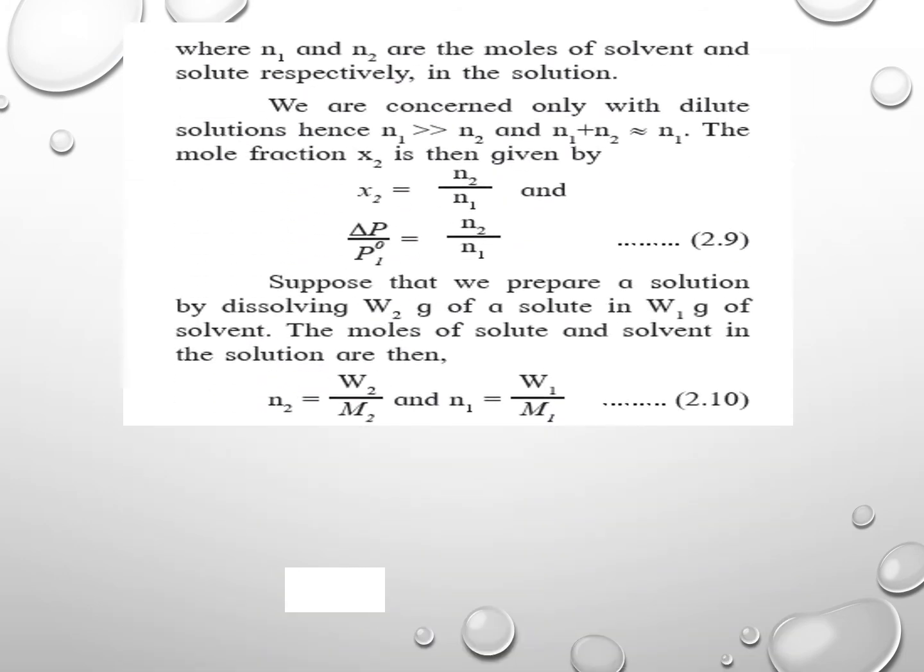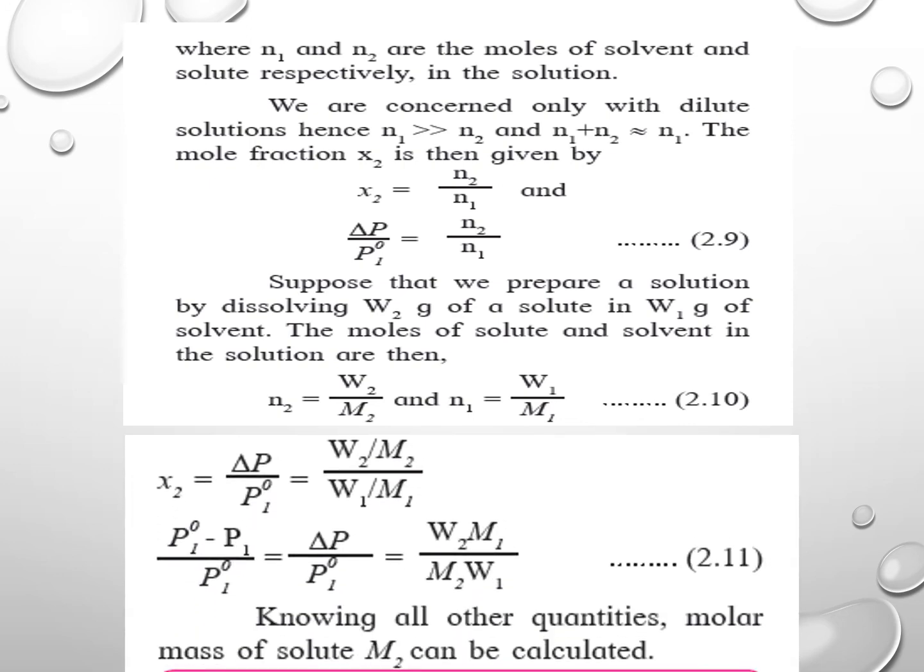So let's see here. N1 and N2 are the moles of solvent and solute respectively in the solution. Now here we are considering a dilute solution. Okay, so instead of taking N1 plus N2, we will ignore N2 in the denominator. So here your x2 becomes N2 upon N1. So your delta P upon P1⁰ is equal to N2 upon N1. And what is your number of moles? How is it calculated? It is calculated by weight upon molar mass. So let's see.